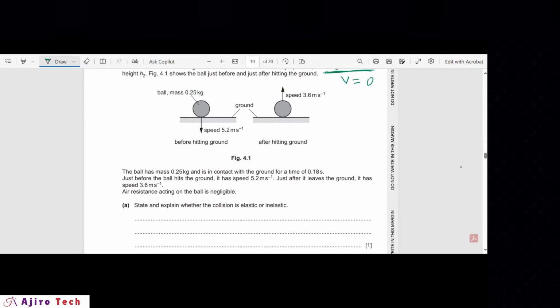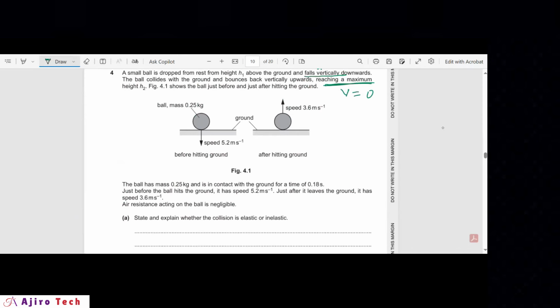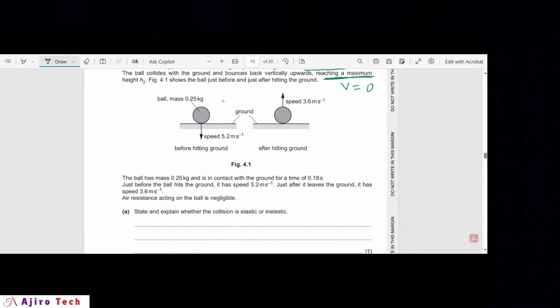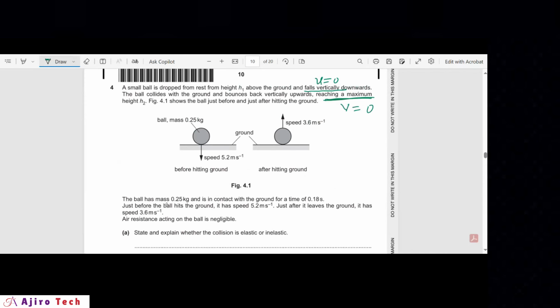now we have to state and explain whether the collision is elastic or inelastic. So we use two methods to verify that. We can use kinetic energy. So when it's coming down, we are not yet there. So just the ball before it hit the ground, we have this. When it's leaving, we have this.